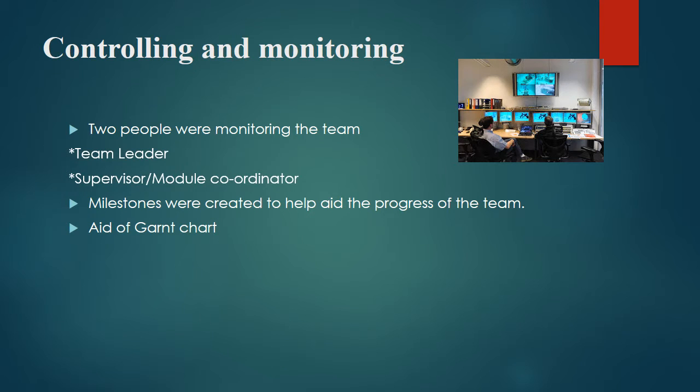Now let's move on to controlling and monitoring. There were two people involved in monitoring the team, which were the team leader as well as the supervisor or the module coordinator. In order to help monitor the progress, milestones were created to help aid the progress of the team, and a Gantt chart was also referred to often so as to know where we stand week in, week out.